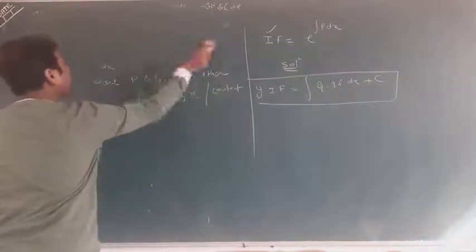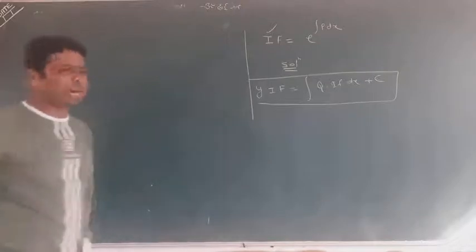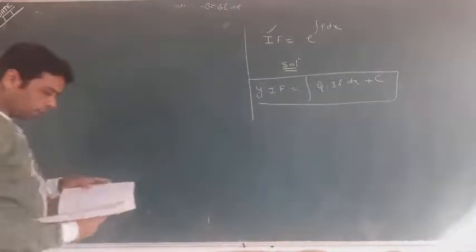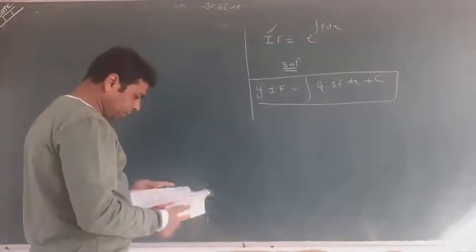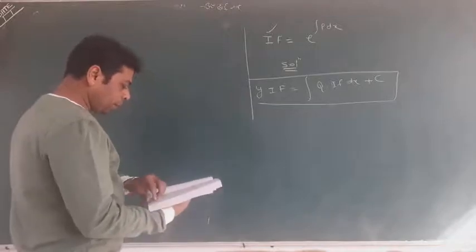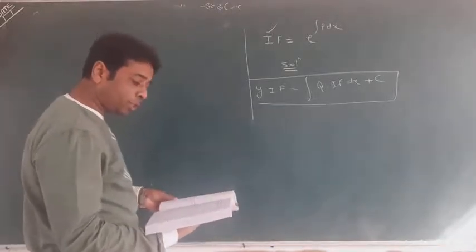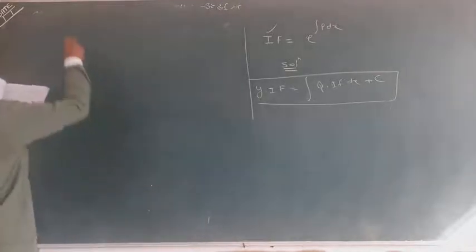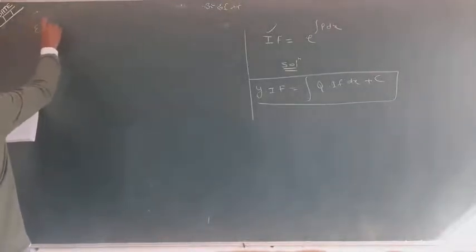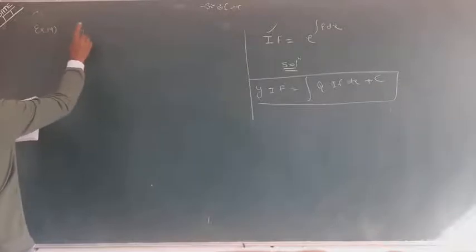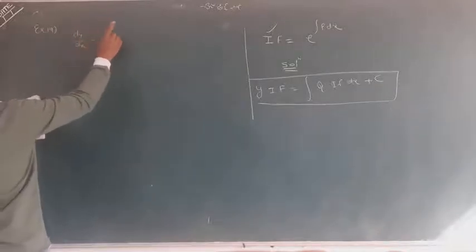Now let me take one question. First of all, let's see some question from 9.6. For 9.6, I am telling you example number 19, which is dy by dx minus y is equal to cos x.